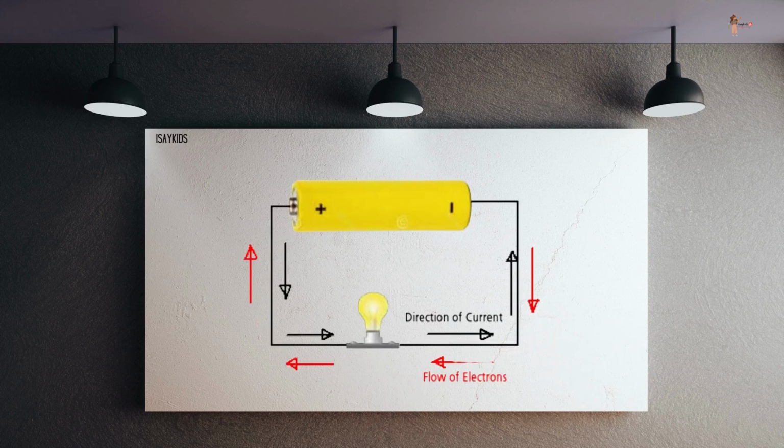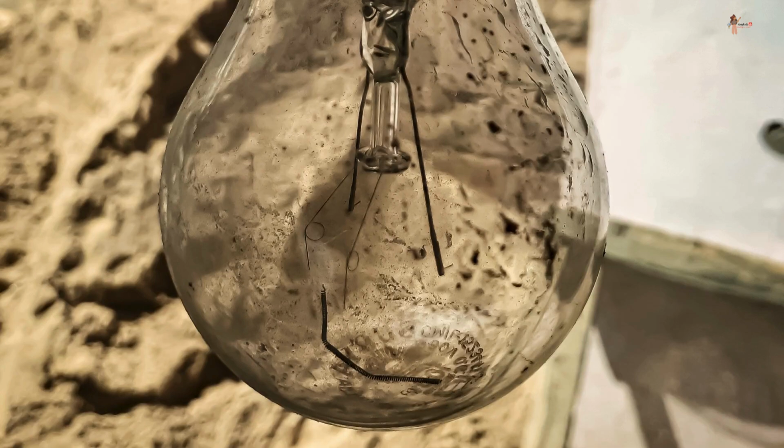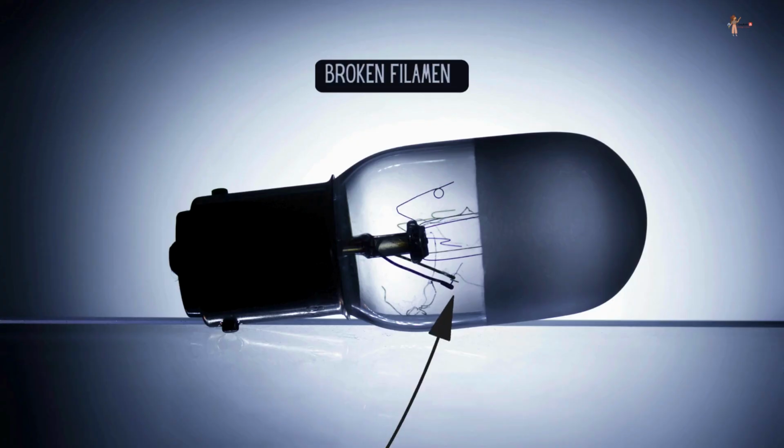Sometimes an electric bulb does not glow even if it is connected to the cell. This may happen if the bulb has fused. Look at a fused bulb carefully. Is the filament inside it intact? An electric bulb may fuse due to many reasons. One reason for a bulb to fuse is a break in its filament.